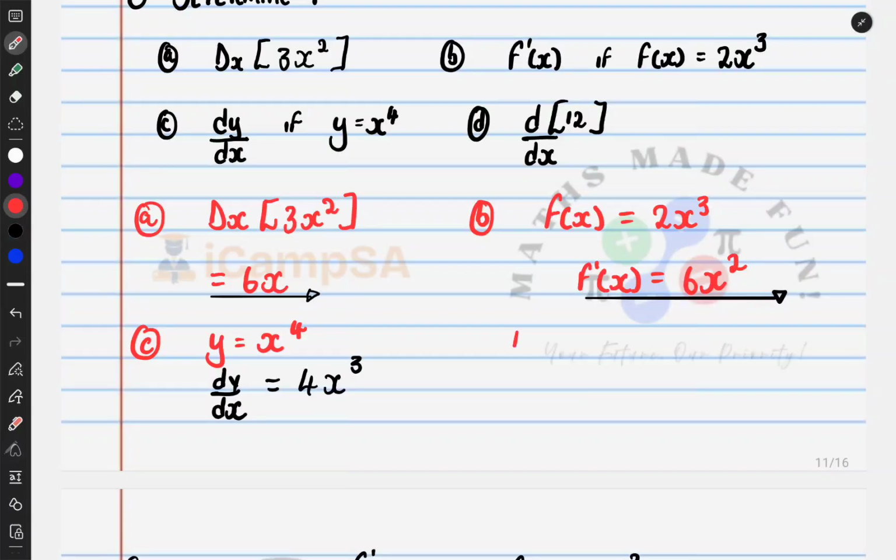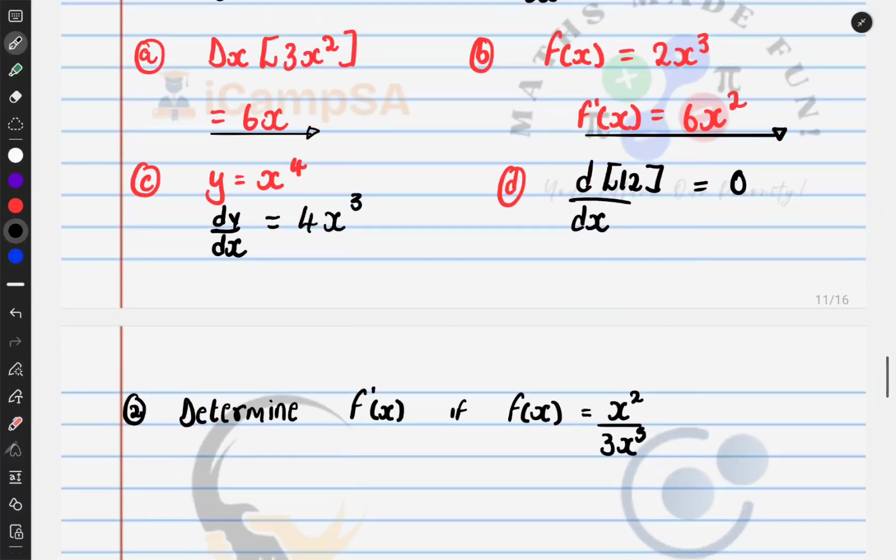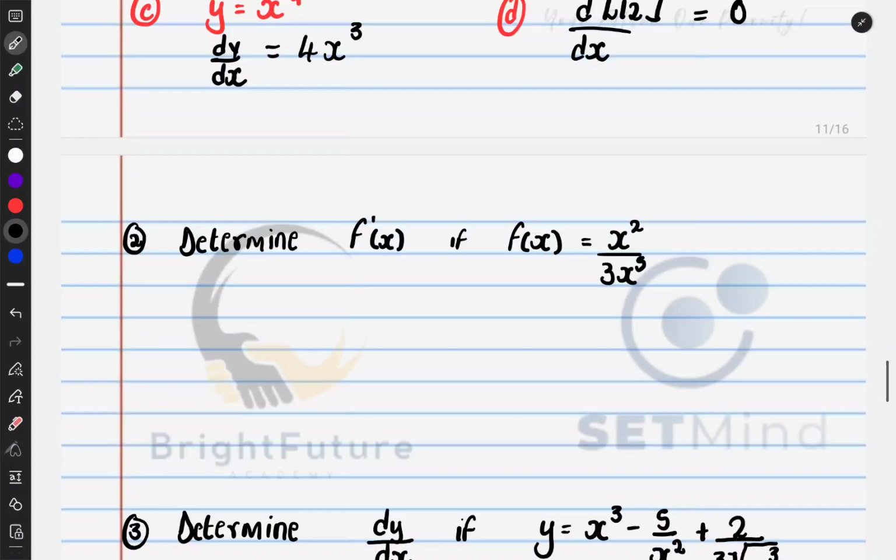And then for D, we are differentiating a constant, so our expression is d/dx of 12. Always remember that the derivative of a constant is what? It is 0. That was straightforward.